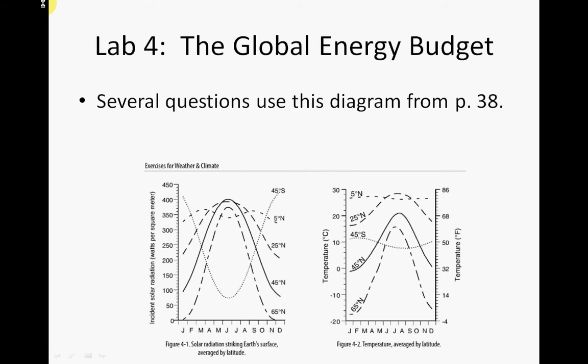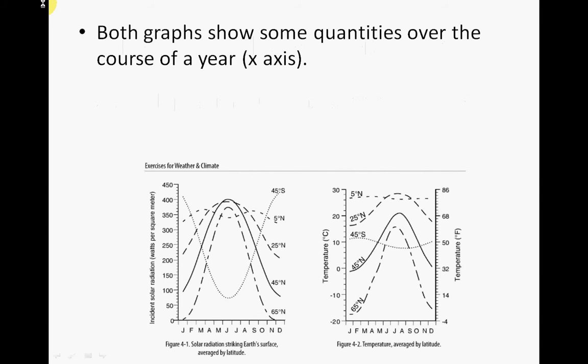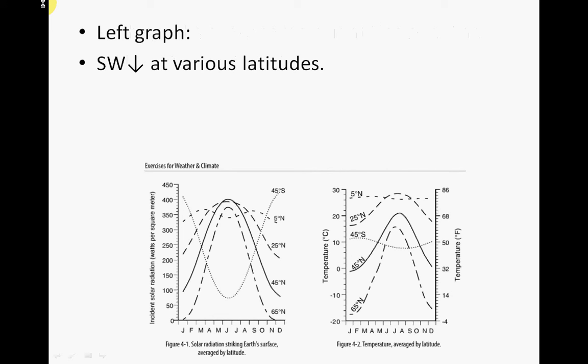Both graphs are going to be showing some quantity over the course of a year. See how the x-axis is time over the course of a year, January, February, March, all the way up to December. The left graph is just showing you shortwave down, where the 4 or 5 different curves are showing at different latitudes how much shortwave radiation down we are receiving in January, February, March, April. So we have 4 or 5 different latitudes where we're seeing the amount of shortwave radiation down we're receiving each time of the year. And the same is true on the right graph, except instead of shortwave down, it's the temperature.